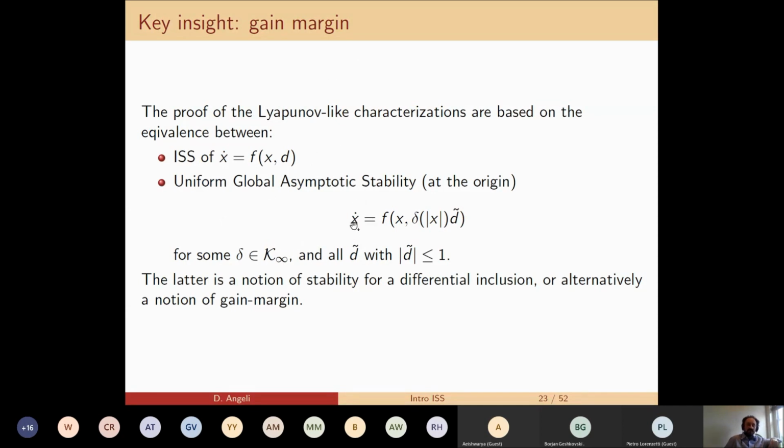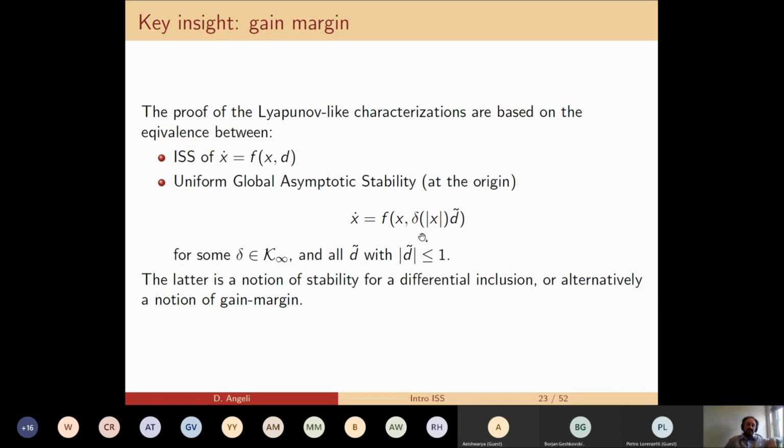So we start with the system x dot equals f of x and d, and we associate to this system an auxiliary system, where we do not apply arbitrary disturbances d, but we only apply disturbances of size delta of norm of x, where delta is chosen to be of class K infinity, and here we put delta tilde, which is again another disturbance entering the system, but of norm, let's say, less or equal than 1 always. So we are talking about a system which is forced by disturbances, but these disturbances are constrained to become small as x becomes small, or are allowed to grow in size as x becomes large.